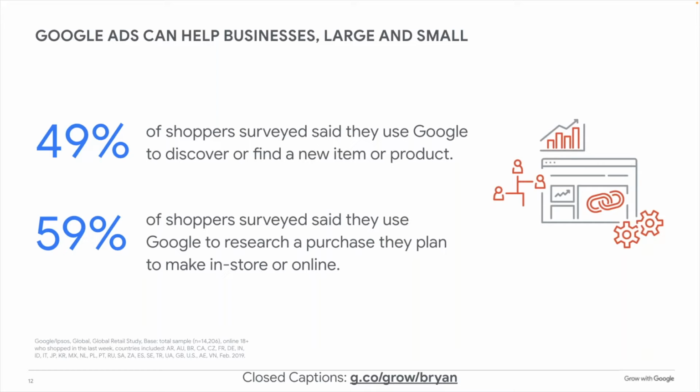In a 2019 study, almost half of surveyed shoppers said they use Google to discover new products. And more than half said they use Google to research their purchases. So let me ask you, I'm going to put it out to you. In the questions box, how many of you use Google to discover new products? Type in the word discover. How many of you use Google to research your purchases? Type in research. And if you do both, type in both. Let me know. This is our first poll.